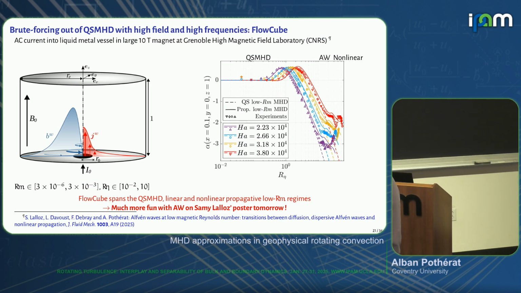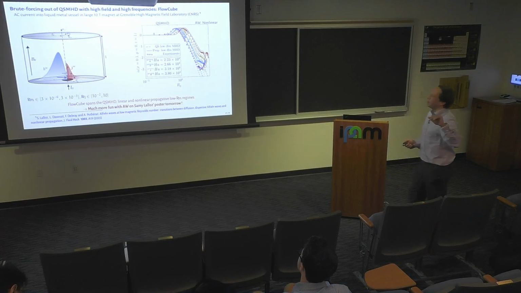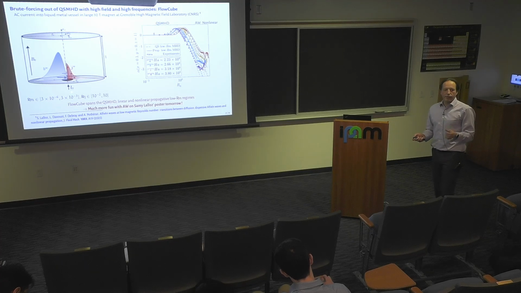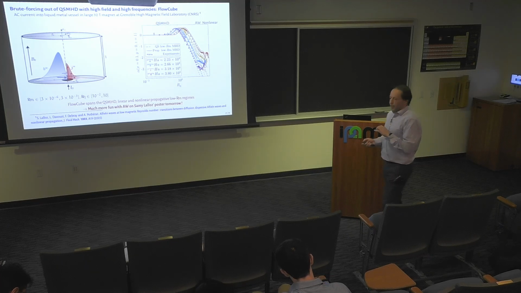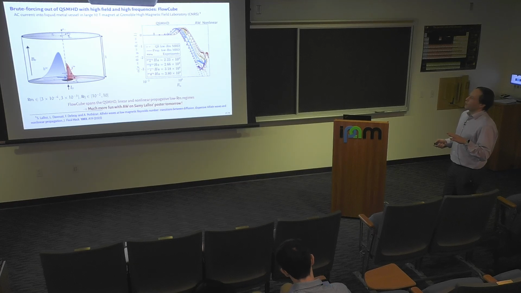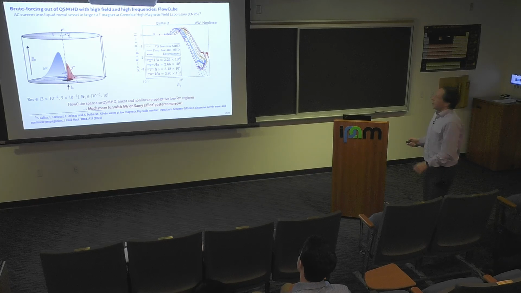Brute forcing. So what do we do? This is the experiment that we did with Sami Laloz. There's a cube full of metal, and the idea is that you inject current in a vessel, and you place that in a 10 Tesla magnetic field, and you put a super high frequency. So that's brute force. You get high frequency, high magnetic field. In fact, you can vary the frequency from slow to high. And when you do that, here we vary the screen parameter. This quantity here is essentially the attenuation between two walls. So we force at the one wall and we measure the intensity of the wave at the top.